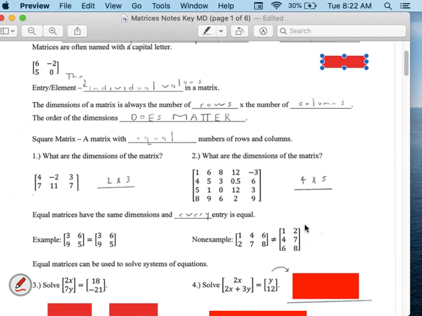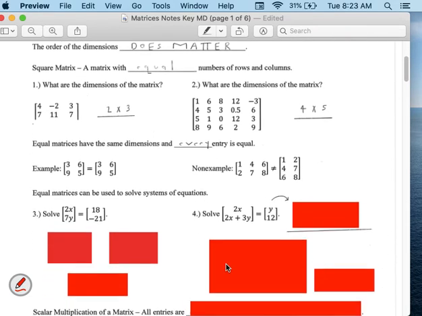Okay, this is a non-example. 1 is in the same spot as 1, but as soon as I go to 4, this is the first row, second column is a 4, first row, second column is a 2. So they don't correspond. This is a 2 by 3 matrix, and this is a 3 by 2. And so, of course, they can't be equal, even though all the same numbers appear in there.